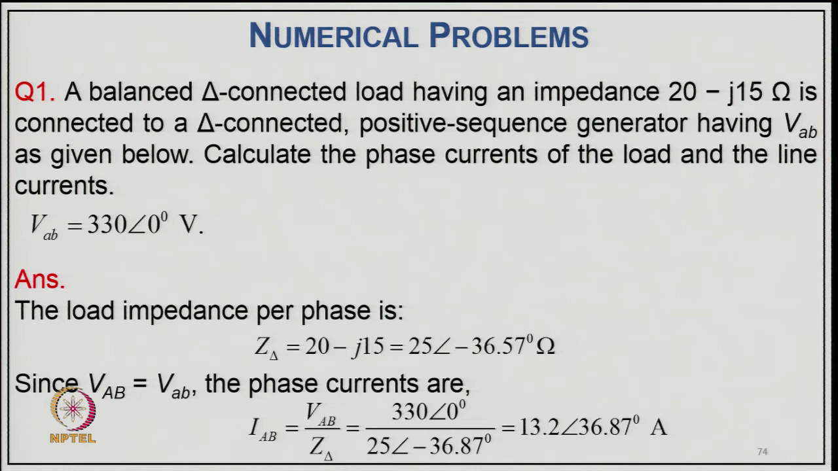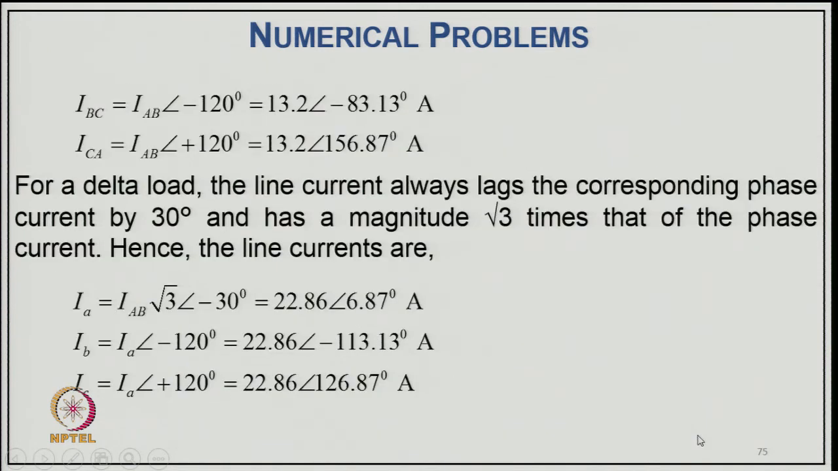The phase currents in the load will be Iab equal to Vab upon Z delta, that is 330 at the angle of 0 divided by 25 at the angle of minus 36.87. This becomes 13.2 at the angle of 36.87 ampere. Similarly, Ibc will be equal to Iab at the angle of minus 120 degree, which becomes 13.2 at the angle of minus 83.13 ampere, and Ica will be equal to Iab at the angle of plus 120 degree, that is 13.2 at the angle of 156.87 ampere.